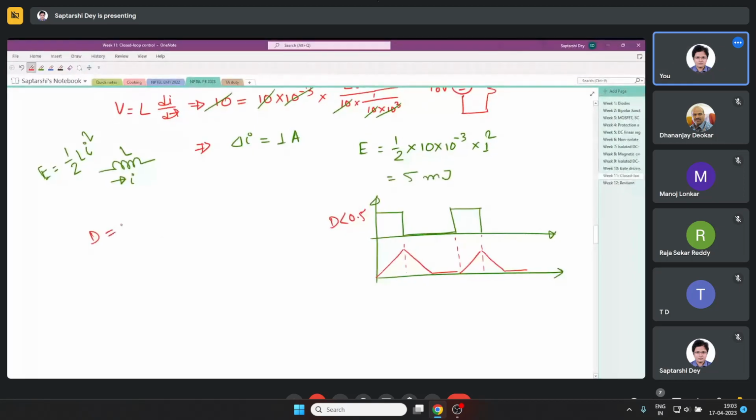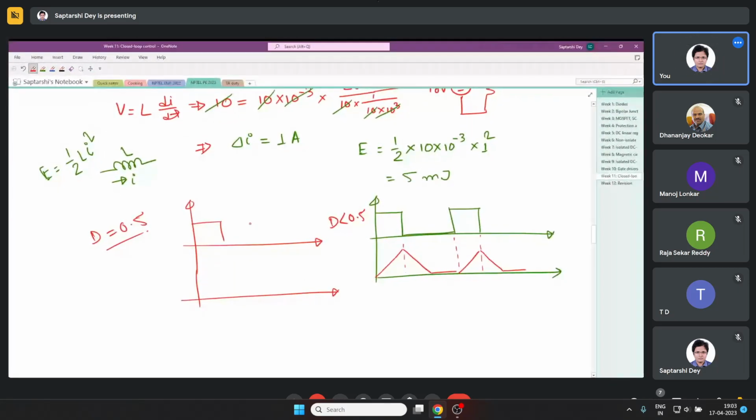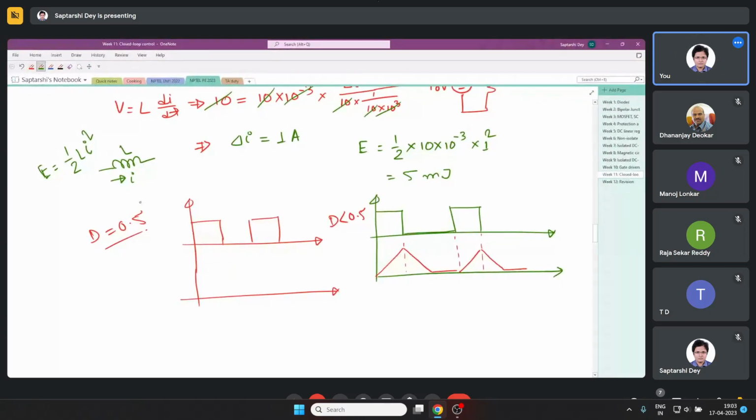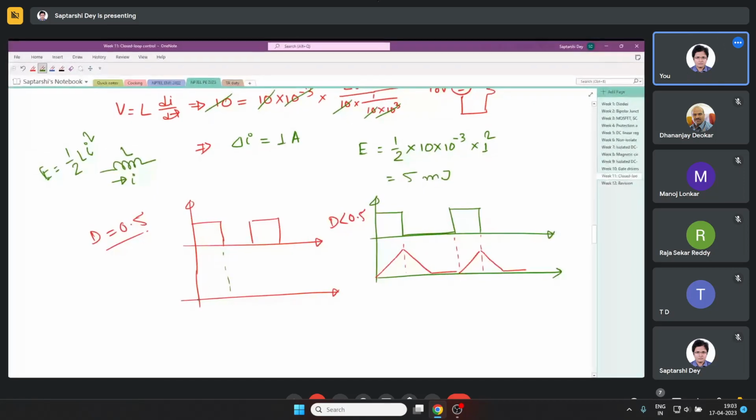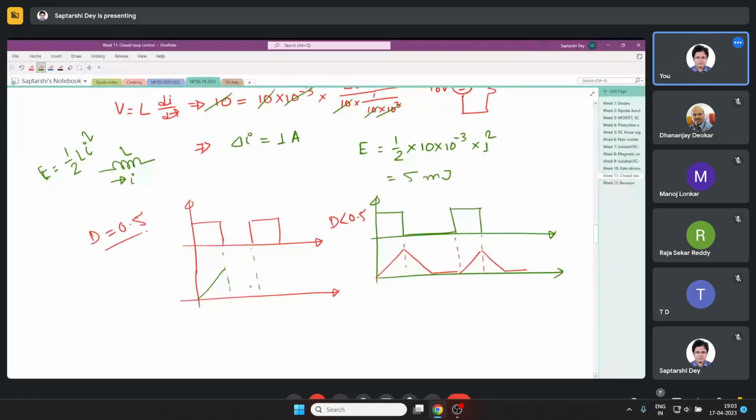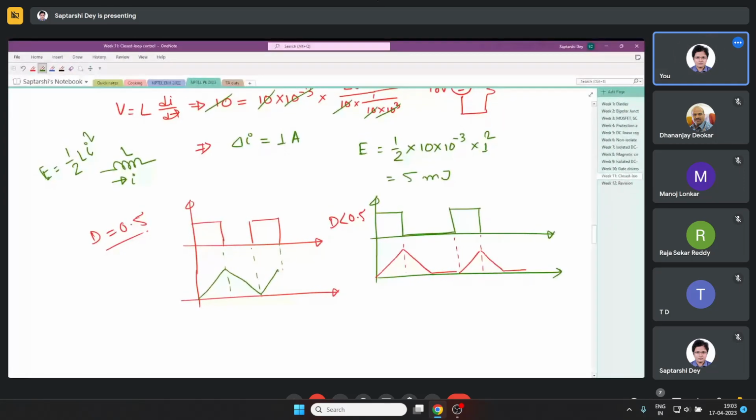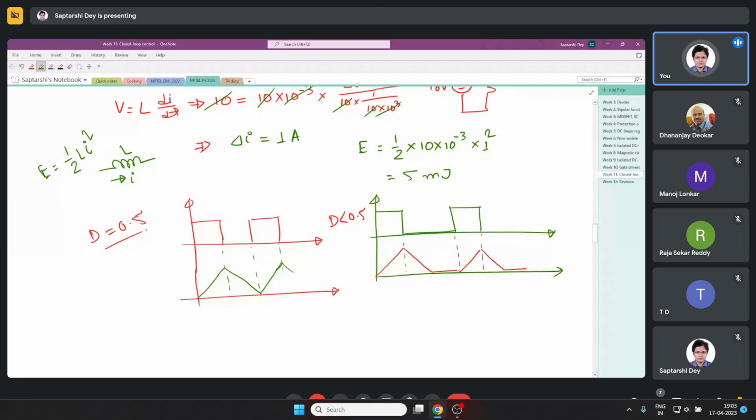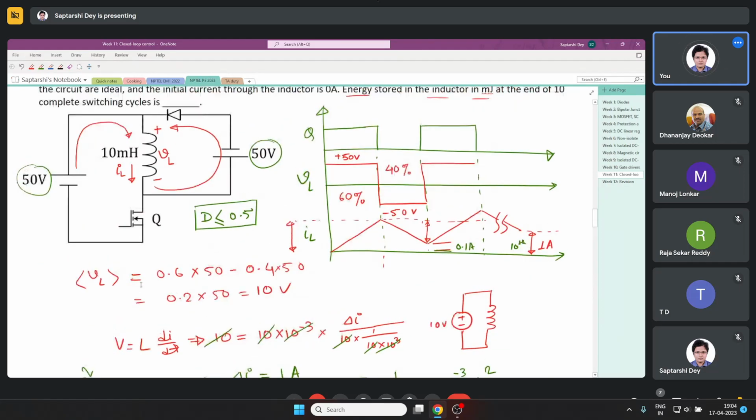If you keep D at 0.5, it will operate at the CCM-DCM boundary. Then the current will look like this: increase, decrease, and like this it will keep on operating at the CCM-DCM boundary. Beyond 0.5 it will become unstable, the current will keep rising, and the inductor will go towards saturation gradually.